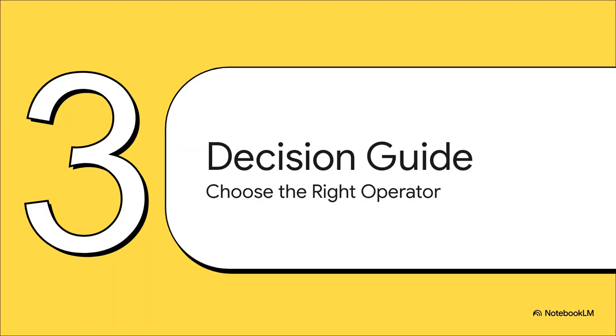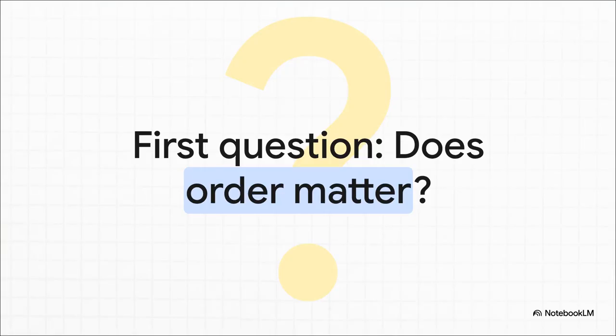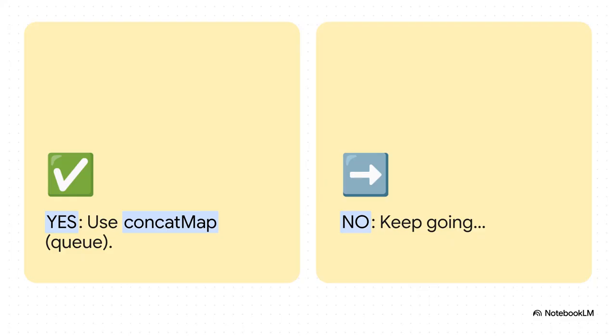Okay, so we get the 4 behaviors and their operators. Great, but the million-dollar question is, how do you pick the right one when you're actually writing code? Well, let's walk through a dead simple decision guide that will get you the right answer every single time. This is it. This is the first and honestly the most important question to ask yourself. When these events are happening, is it absolutely positively critical that they finish in the exact same order they started? If the answer is a big, resounding yes, then guess what? You're done. Your answer is concat map, the bank queue operator. It's the only one that guarantees order.